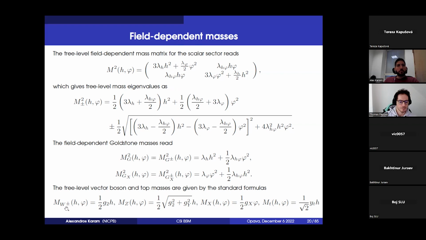And at tree level, we have the W plus minus mass, the Z boson mass, the top quark mass, and we also have now the mass of the 3 extra gauge bosons, which is 1/2 Gx, where Gx is the new gauge coupling, times the second scalar field.